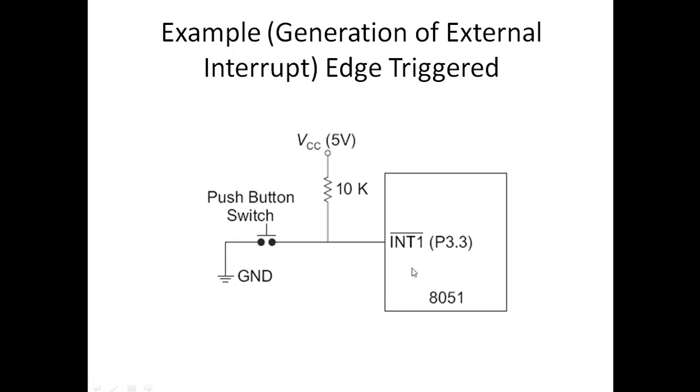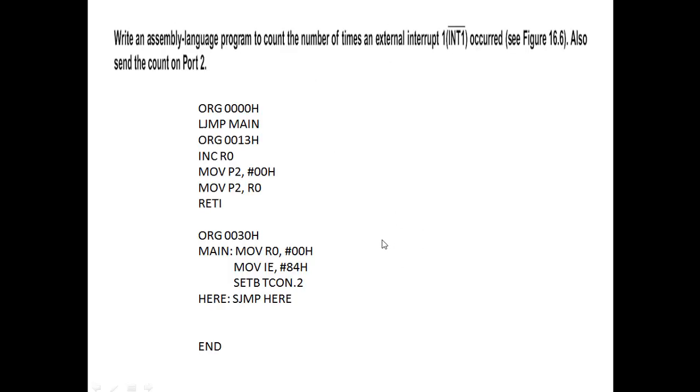Now let us say our task is to count the number of negative edge triggered interrupts that have occurred at the INT1 pin. We want to know how many times the interrupt has occurred. So our task is to write an assembly language program to count the number of times an external interrupt occurred, and also send the count on port 2.